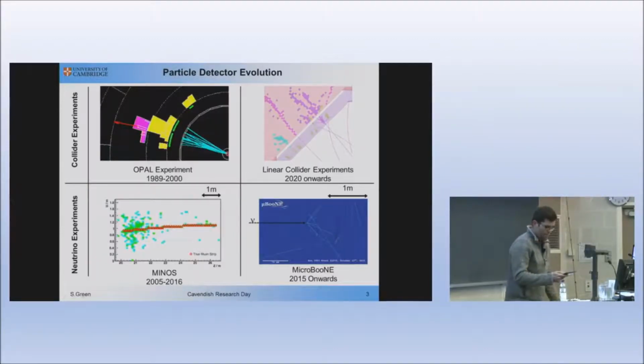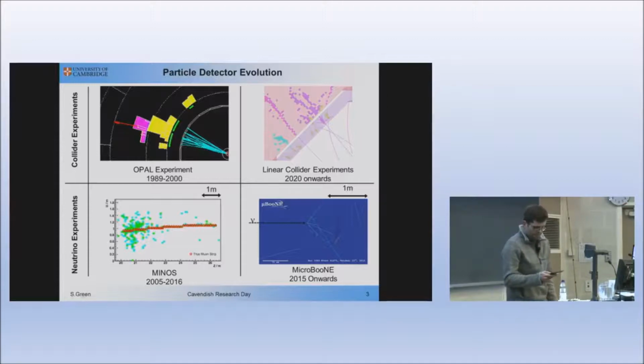Now, over the years, a common trend in detector technologies used at both collider and neutrino experiments has emerged. The granularity of the detectors being used is getting finer and finer. This means that we are getting better and better images of the particles that we're interested in looking at.